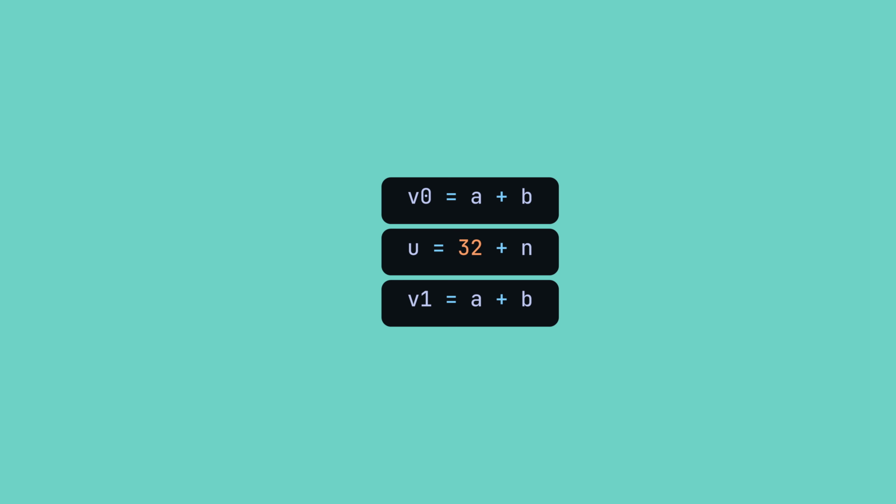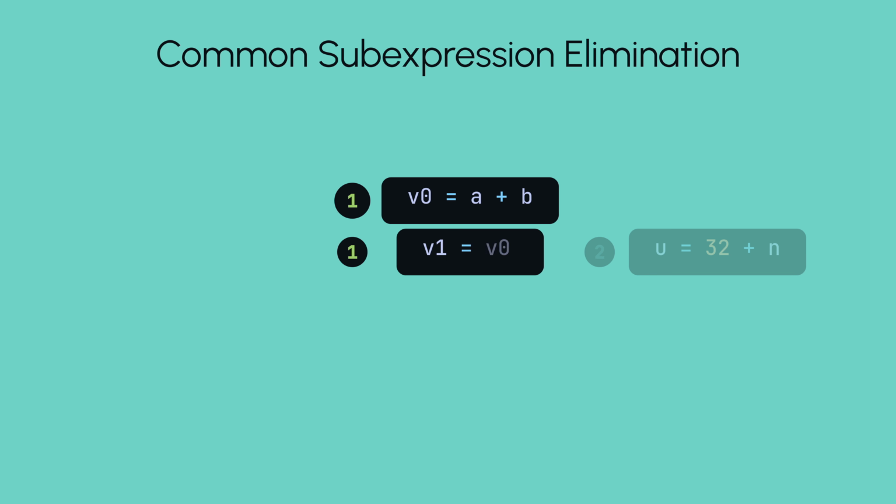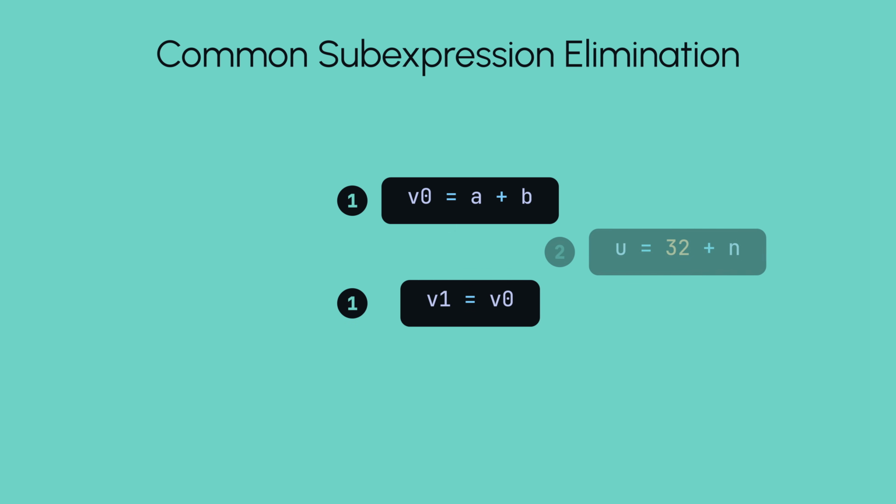Beyond the cleanups that we've already seen, like constant folding, constant propagation, and dead code elimination, there's one more worth naming. If two instructions compute the same expression, we don't need to compute it twice. We can compute it once and reuse the result. That's called common sub-expression elimination.